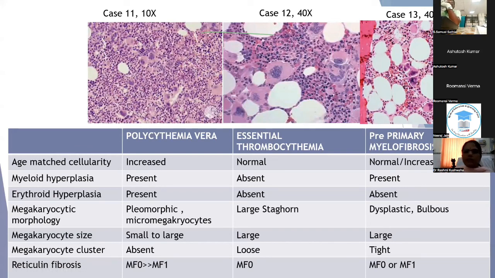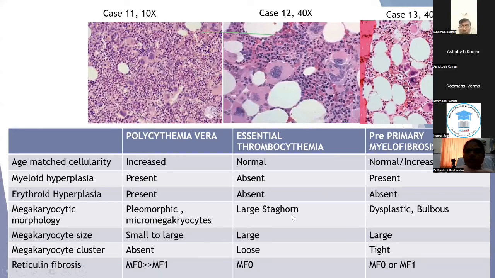Now, looking at the megakaryocytic morphology, how do we differentiate these three conditions? The megakaryocytes are small to large in polycythemia vera. They are pleomorphic in morphology. Pleomorphic means they are variable in morphology, like they can be normolobated, there can be hypolobated or micromegakaryocytes, or they can be hyperlobulated. And the megakaryocytic cluster is usually absent in cases of polycythemia vera.